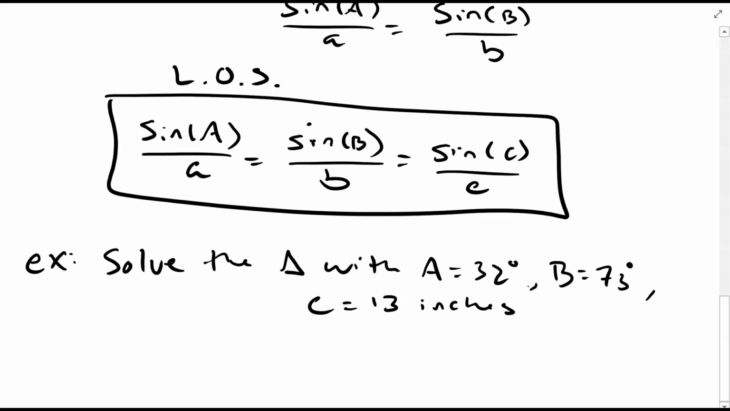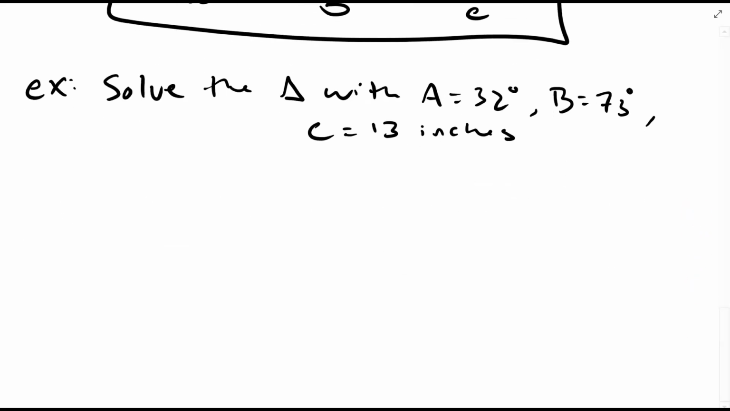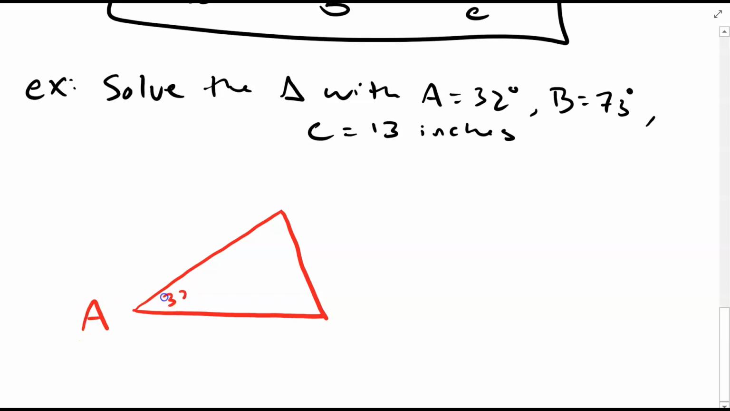Okay, so let's look at an example here. We're asked to solve the triangle where angle A is 32 degrees, angle B is 73 degrees, and angle C is 13 degrees. First thing I'm going to do on a problem like this is draw a picture to give myself a visual sense of what's going on. So I'm going to call this angle A, this angle B, and that angle C.